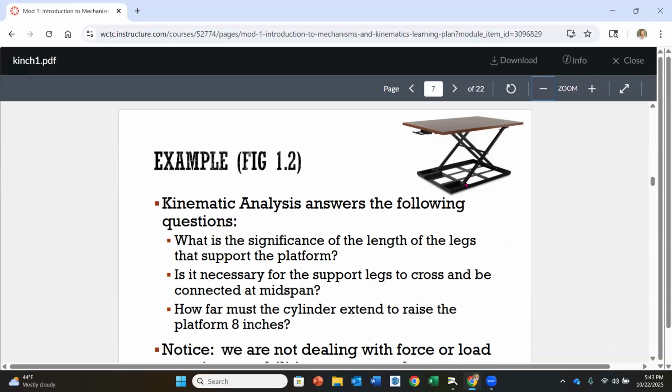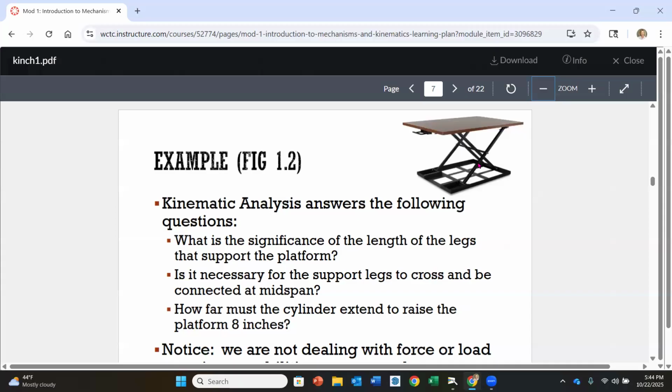So if we look at how long these legs are, does that change the position of the platform on the top? Probably does, right? And depending on where you want that platform to end up, the length of those legs is going to be significant, right? Another question might be, is it necessary for the support legs to cross and be connected at mid-span? Through kinematic analysis and moving things around, you'll be able to answer that question. Is there another configuration that we could go through? This is the beginning of the design process, okay?